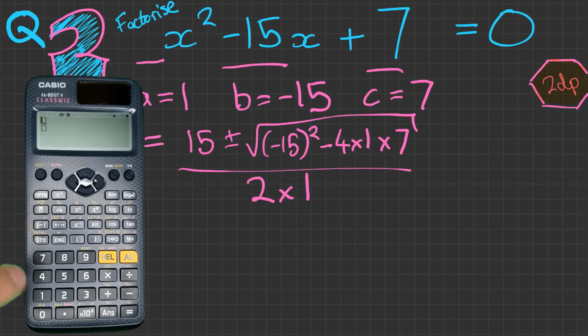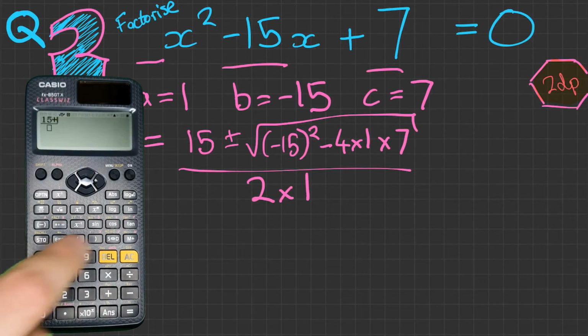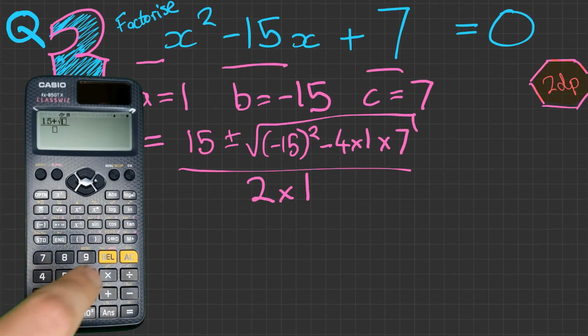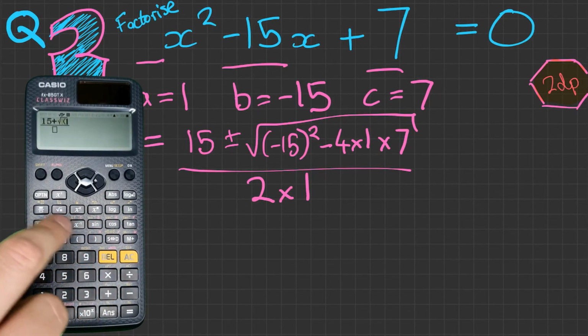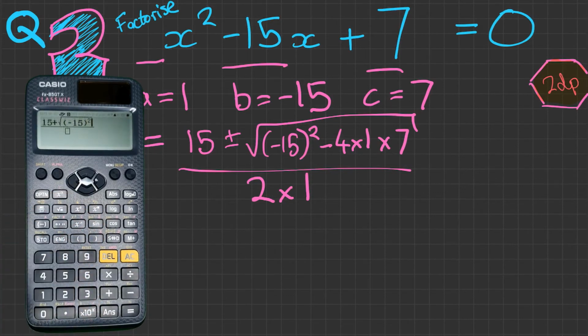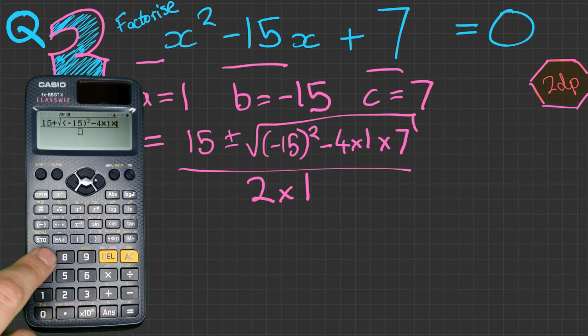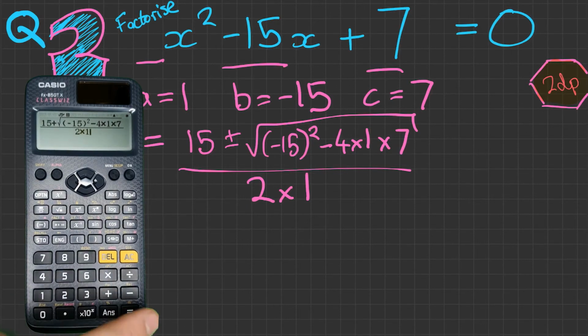So we've got, there we go, fraction button 15. I'm adding first square root of, in brackets, minus 15, close brackets, squared, minus 4 times 1 times 7, going down to 2 times 1, equals.